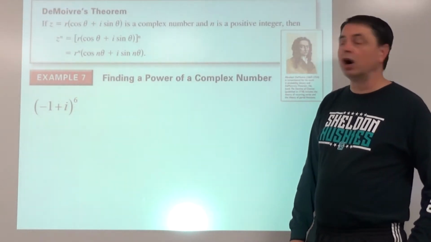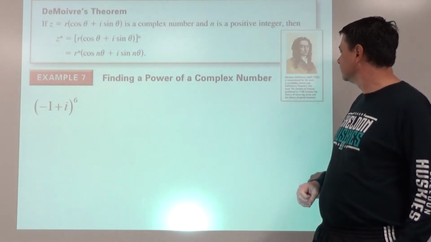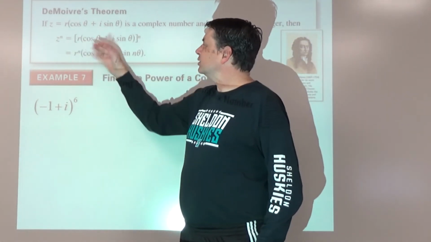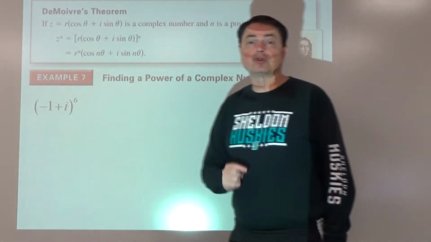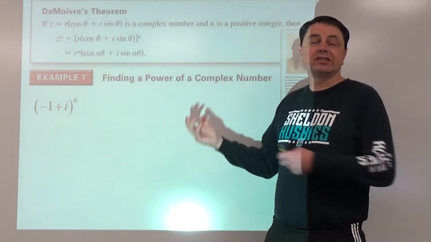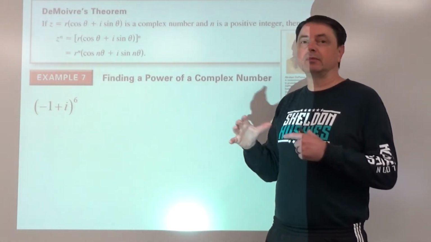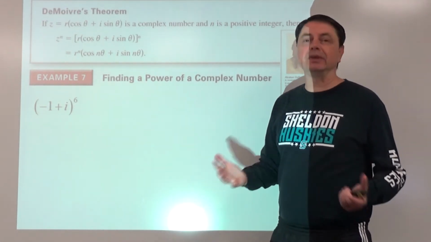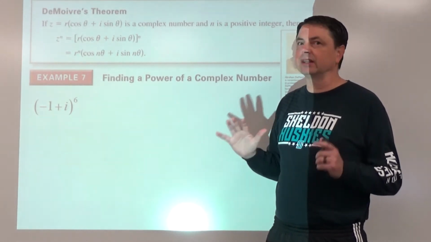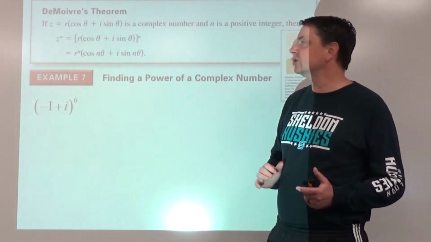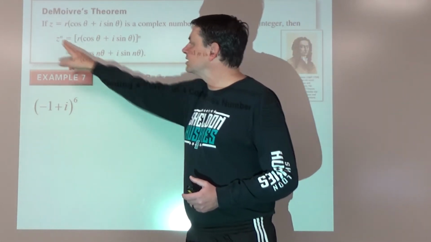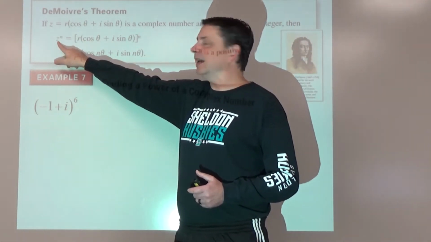On to de Moivre's theorem. And what this is allowing us to do is to take a complex number in trig form and raise it to a power. So in terms of standard form, if we were raising a complex number to the second power, it wouldn't be that difficult to do. But if we're talking about raising to the fourth power, sixth power, something like that, that's a lot of multiplication to do.